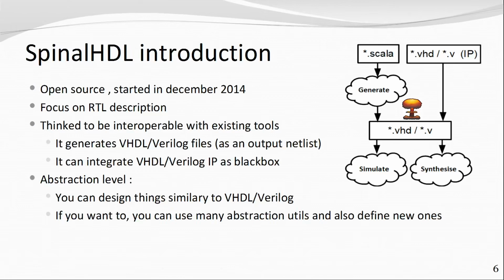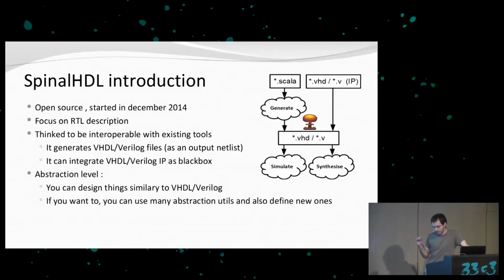Since the beginning, it was designed to be interoperable with existing tools, because you can't go to a company like Xilinx and ask them to support your brand new language. They will never do that. So the SpinalHDL compiler is able to generate its output netlist as Verilog or as VHDL. You can also integrate legacy IPs inside the SpinalHDL hierarchy by using a black boxing system. It's a little bit like having a C header file. Its abstraction level starts at the same level as VHDL and Verilog, or nearly the same level. But on top of SpinalHDL, you can build new abstraction levels and new tools, and that is its biggest strength.